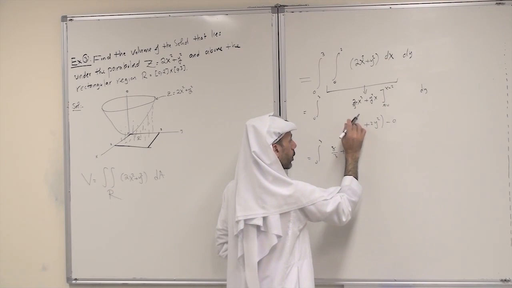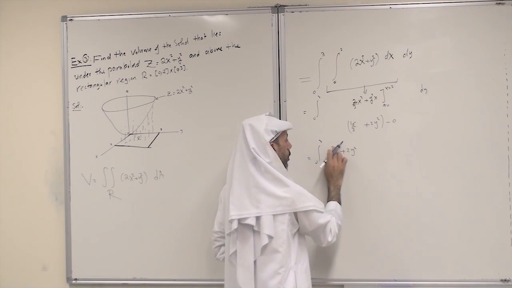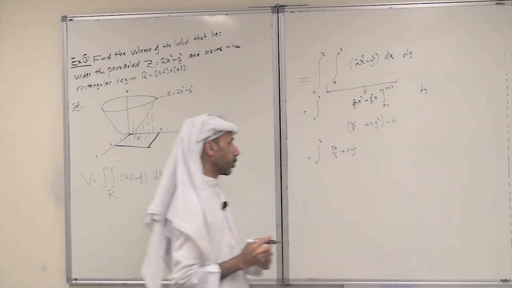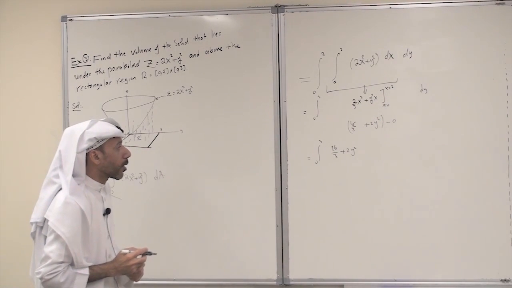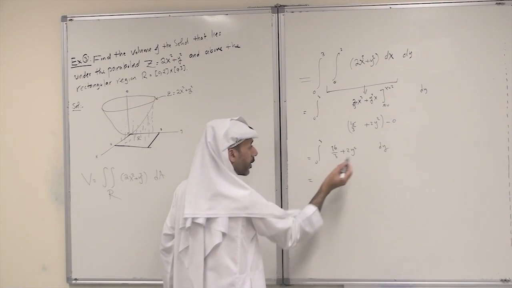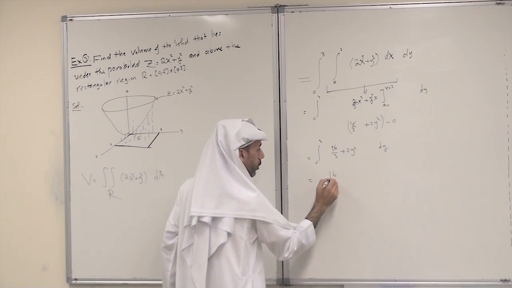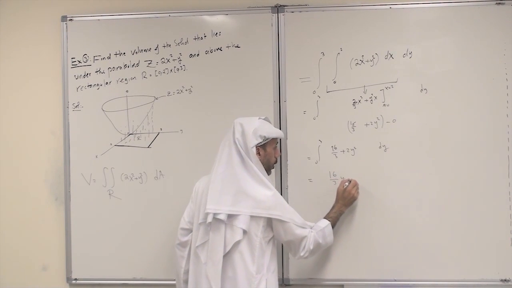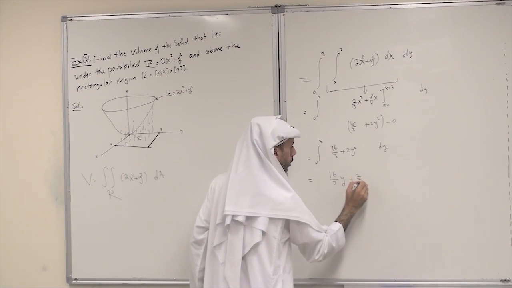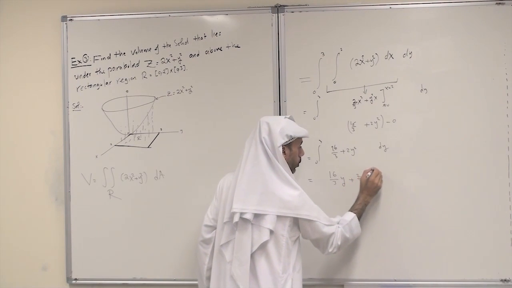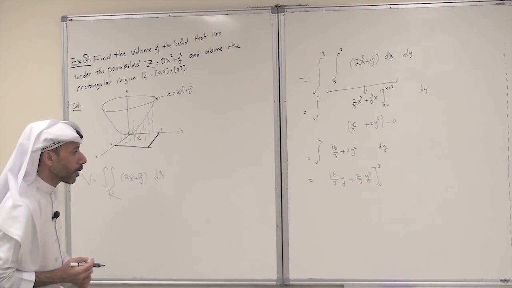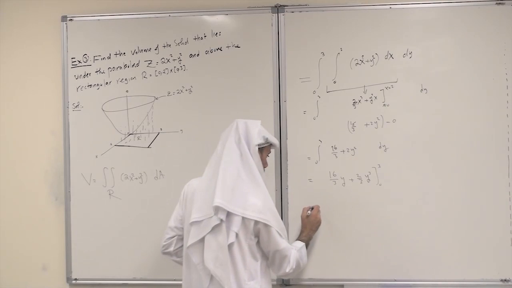And this is 16, sorry, this is 16. And this is also 16. 2, 8 times 2, 16 over 3. Okay, dy. Now just integrate with respect to y. This is 16 over 3 y plus 2 over 3 y cubed, from 0 to 3. Substitute, you get the following.